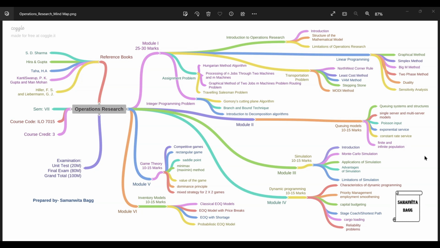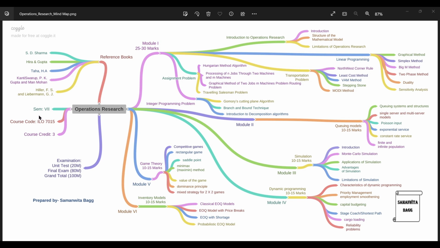Operations research. In this session, we are going to discuss the syllabus of operations research of Mumbai University for semester 7, and we will also discuss the reference books and the examination pattern. This is a mind map that I have created.